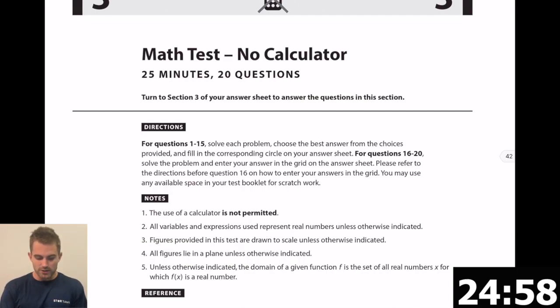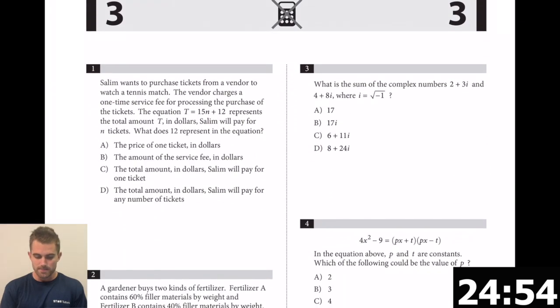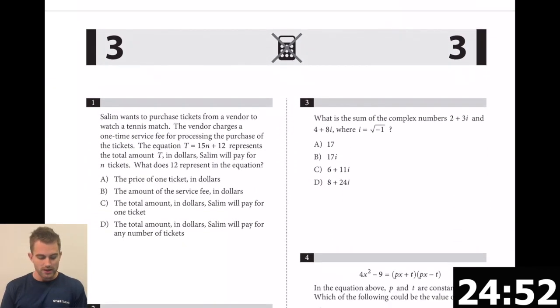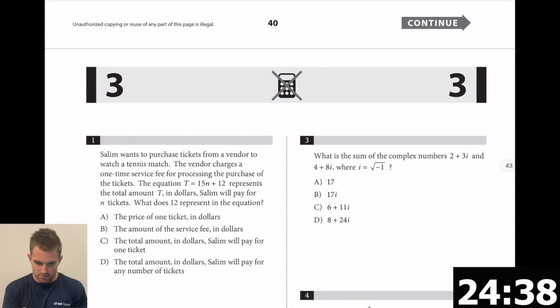Okay, so if we're looking at the test, we get our formula sheet. You'll always get that on the no calculator section. Let's take a look here. Okay, so it says Salim wants to purchase tickets from a vendor to watch a tennis match. The vendor charges a one-time service fee. T equals 15N plus 12 represents the amount. Okay, so 15N plus 12 is the total amount. What does 12 represent in the equation?